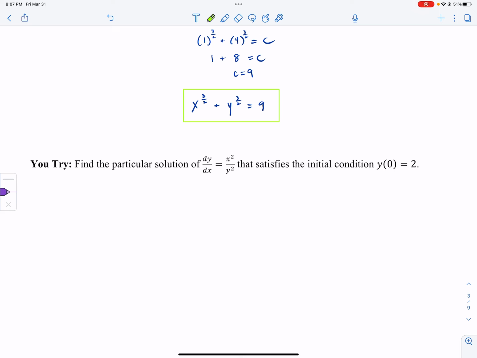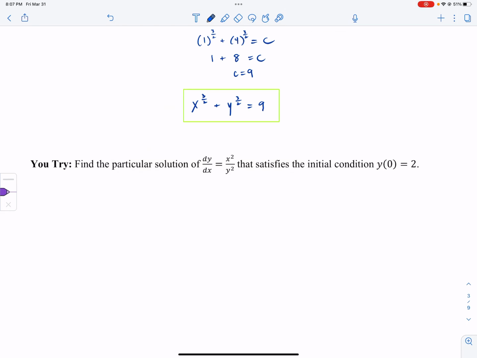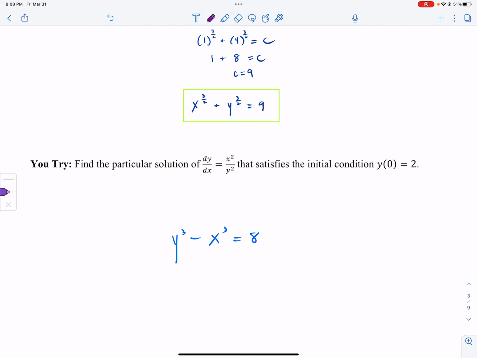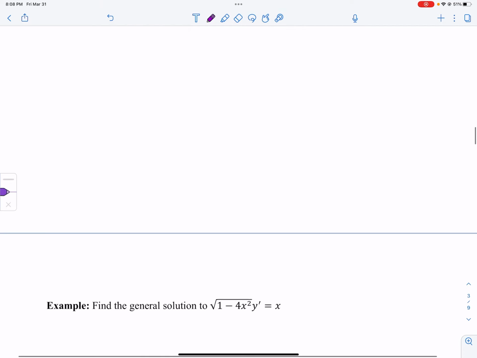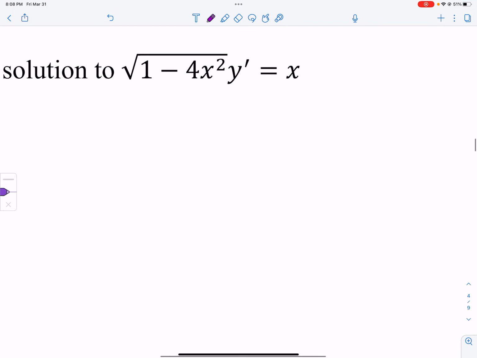Okay, so I'm going to leave the u try here. For this particular solution, you should end up with y cubed minus x cubed equals 8. So see if you can do that. If you need help, let me know.